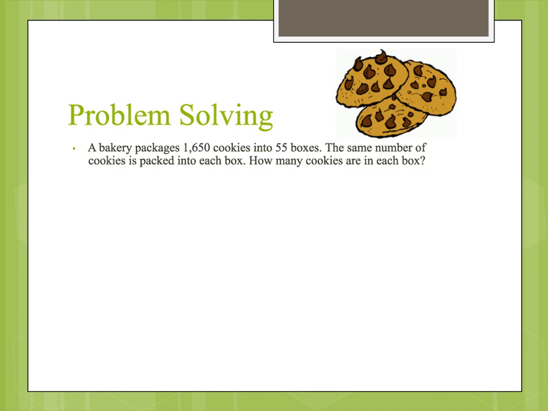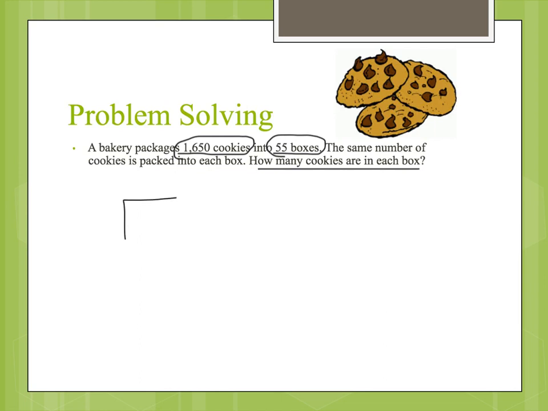Mrs. Lambert's going to mark up the problem to circle and underline important information. We need to know how many cookies we have in total, 1,650. We need to know how many boxes we have. There's 55. And I'm solving to find out how many cookies are in each box. So I'm splitting up the total into individual boxes. That tells me I'm going to be dividing. Now we have to divide the cookies into the boxes. I'm sure you're getting very hungry.